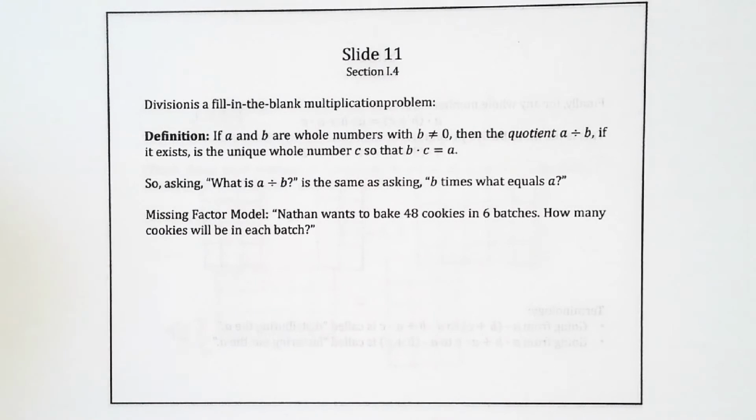When I ask what is a divided by b, that's the same as asking b times what is equal to a. What do I have to multiply b by in order to get a? There are three models for division, the first of which is the missing factor model, which matches closely with this definition. Nathan wants to bake 48 cookies in 6 batches. How many cookies will be in each batch? So what we're asking here is 6 times what would be 48?